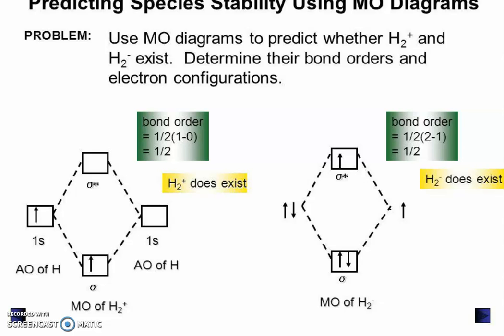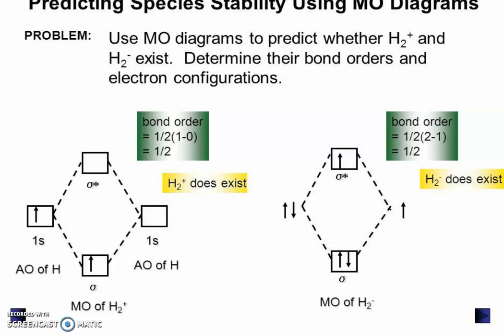You know, H2 plus does not exist. What is the reason behind it? The reason is that one hydrogen has one electron and the other hydrogen has lost its electron. So there is no electron to pair up. When you calculate the bond order, half of 1 minus 0 becomes half. So, half bond order.